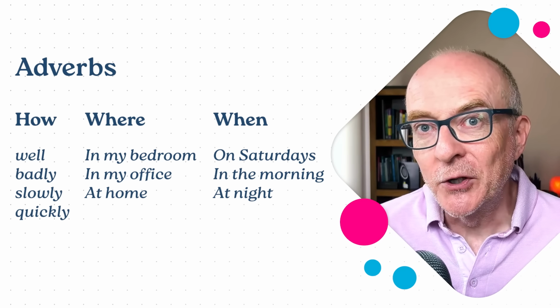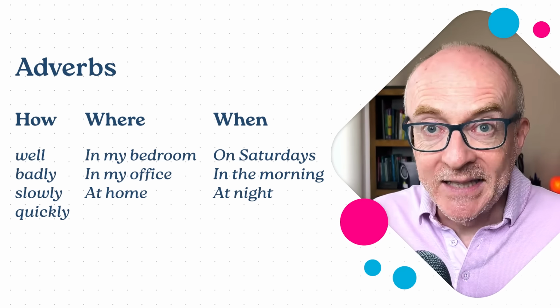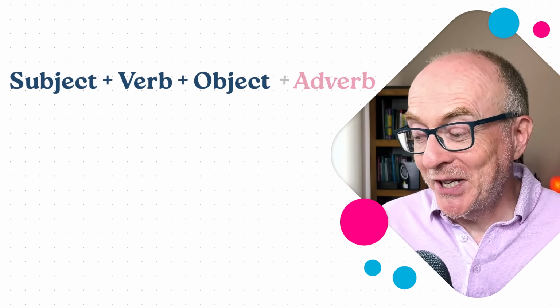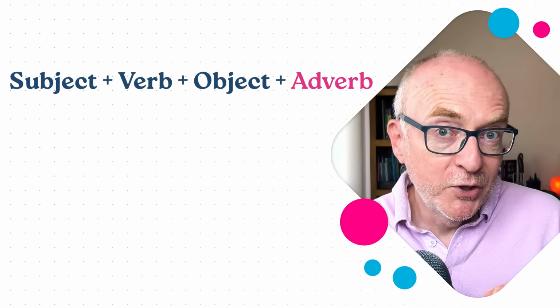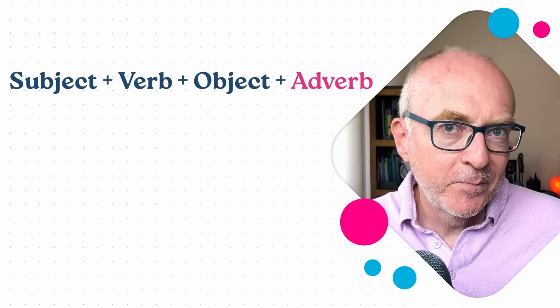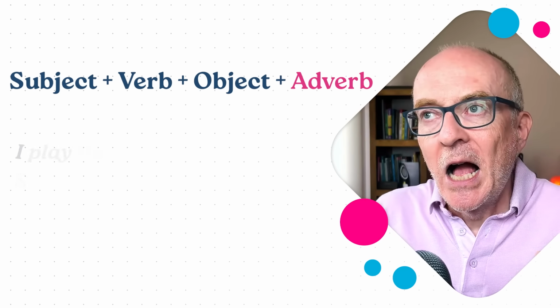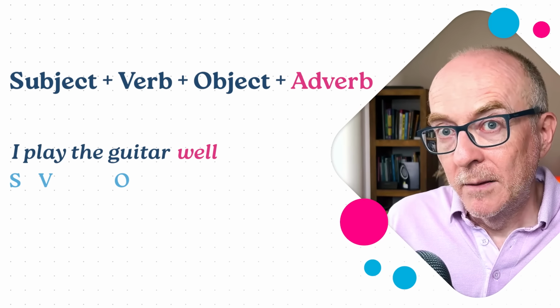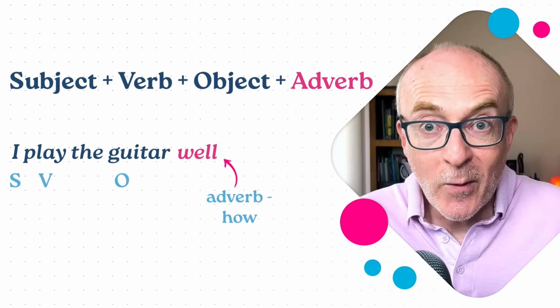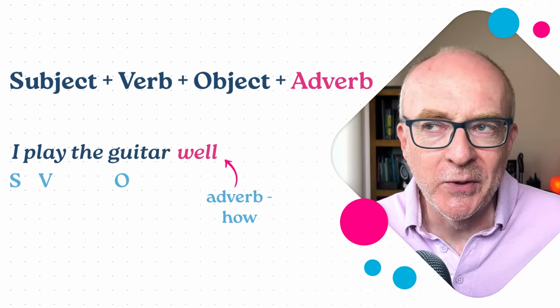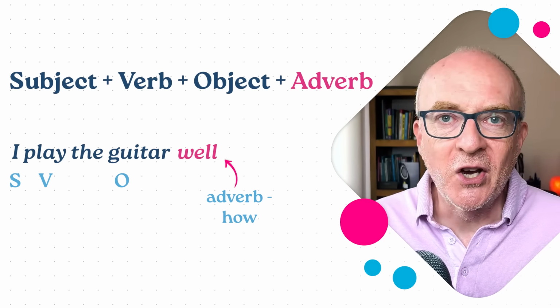All these adverbs, the word order is very simple, right? Subject, verb, object, and then the adverb. Usually. For example, we can say, I play the guitar well. Adverb of how I do it, right? Describing how I do it. I play the guitar well.